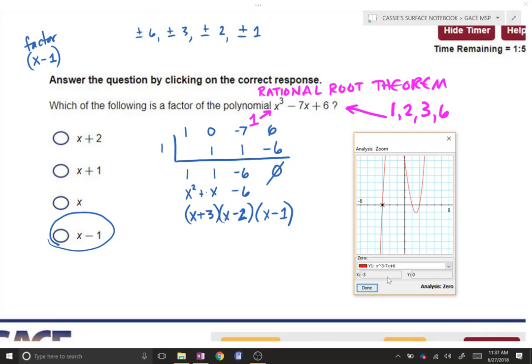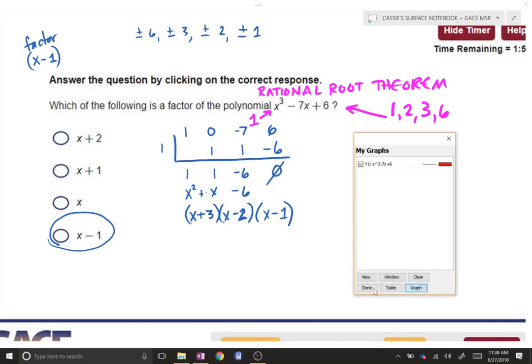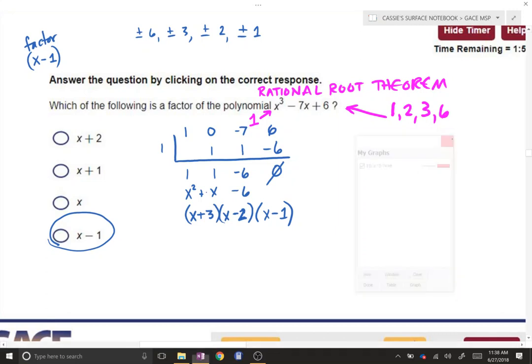So it says negative 3, 0 is one of them. You can do it again right here, and it tells you that 1 is a 0. And do it again right there, and it tells you 2 is a 0. So just remember that when negative 3 is a 0, 2 is 0, 1 is 0, you have to do x minus that to find the factor. So x minus 1, again, is the only factor that is true of those 4. So D.